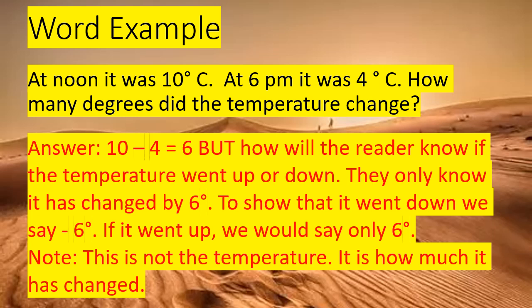No problems. But how will the reader know if the temperature went up or down? They only know that it's changed by 6 degrees. To show that it went down, we say minus 6 degrees. If it went up, we would just say 6 degrees. So note, this is not the temperature. This is how much it changed.